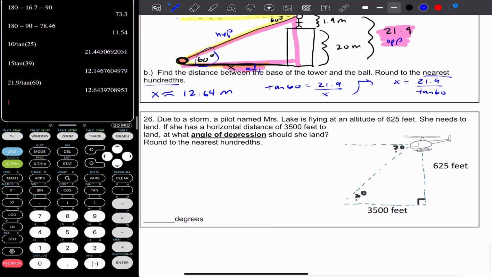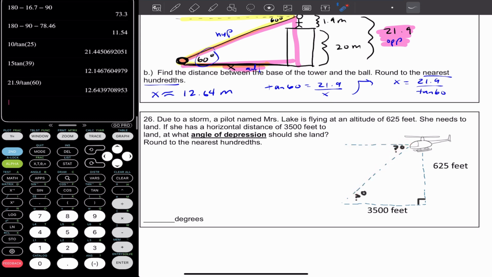Number 26, due to a storm, a pilot named Miss Lake is flying at an altitude of 625 feet. She needs to land if she has a horizontal distance of 3,500 feet to land. At what angle of depression should she land? Round to the nearest hundredths. Okay, so this is the pilot. So you need to have your horizontal line of sight first, yes? And then we're dealing with an angle of depression, so she should be looking down, okay?